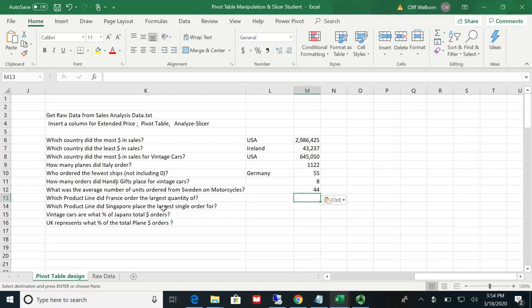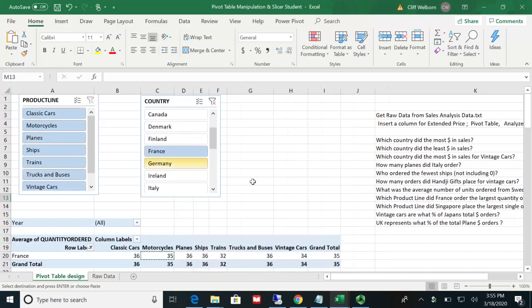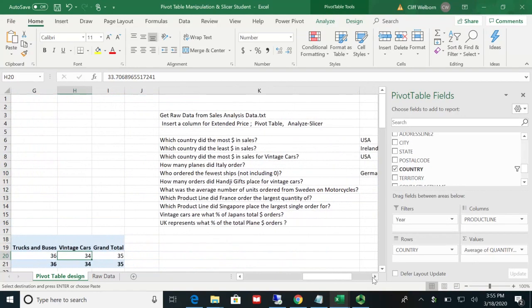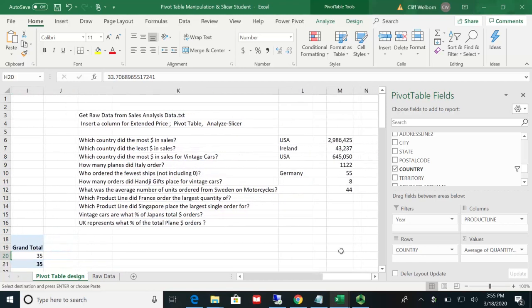All right, which product line did France order the largest quantity of? So not interested in Sweden. Now we just want to see France. We want to see all our different product lines. Let's see, is it average? Let's look at our question again, make sure we know what they're asking us. Which product line did France order the largest quantity of?